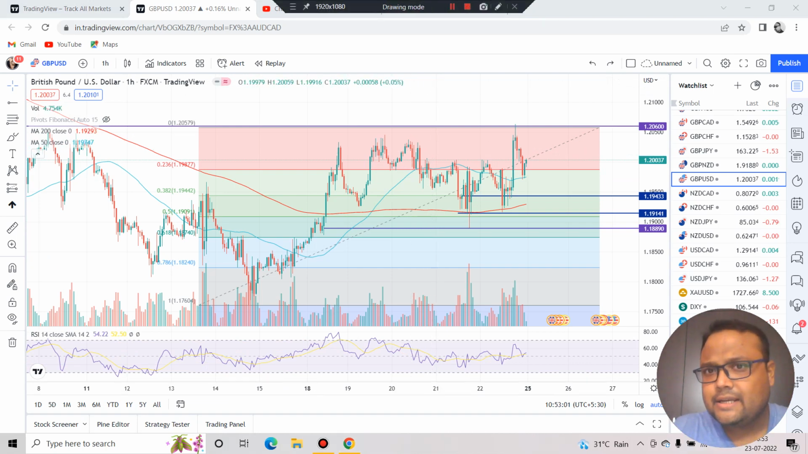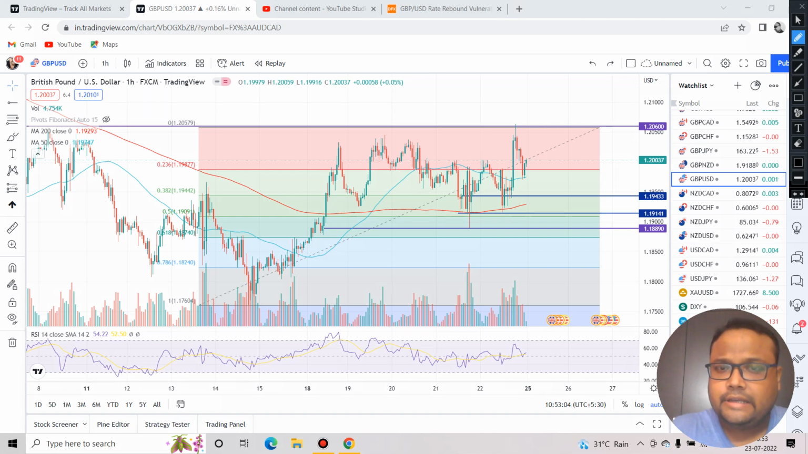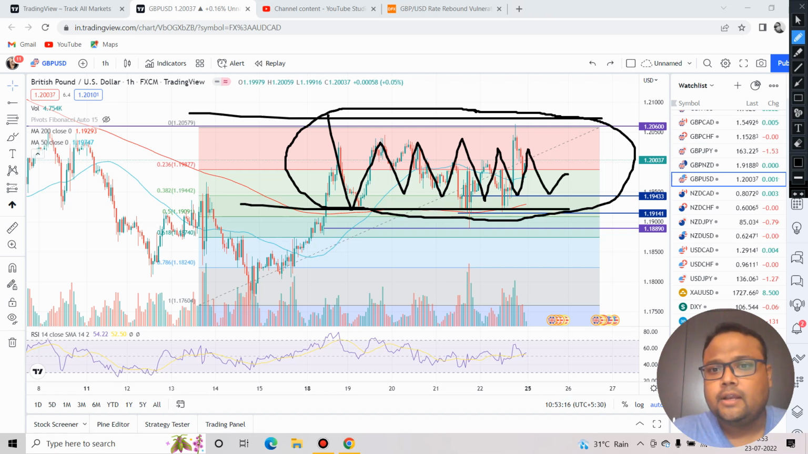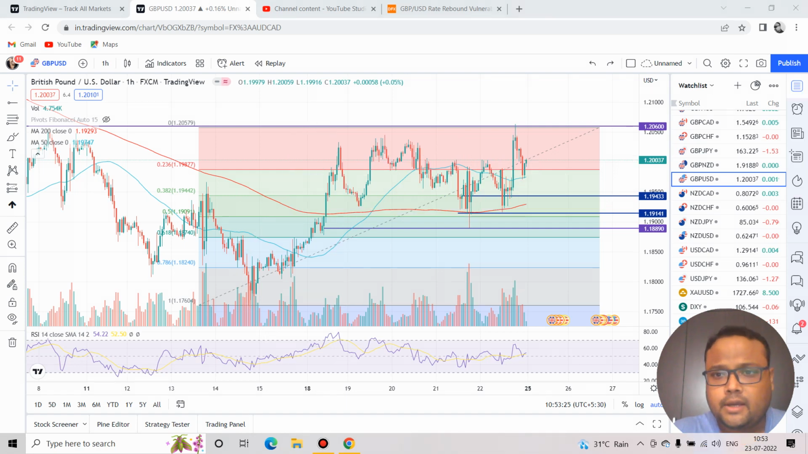So as I just said, DXY is consolidating, DXY is trading in a range, so we also have a similar picture on GBP USD here. You can see that the GBP USD is also trading in a range here. After the downtrend on GBP USD, it showed some recovery, and right now it looks like a choppy market.